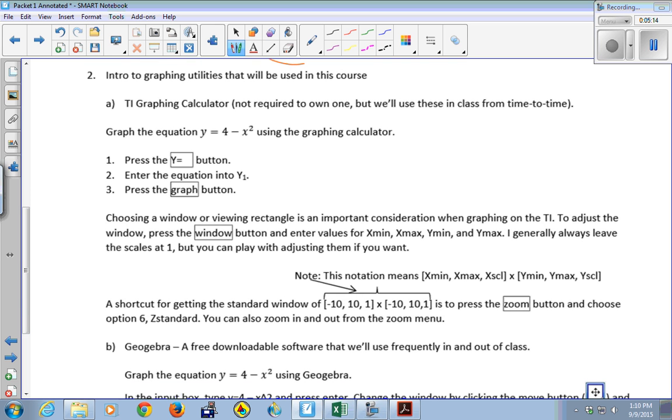Okay, so we're going to do a little intro to using graphing utilities that are going to be used in this course. I'll do a little bit with the graphing calculators. I handed out some so that you can follow along, and you'll use the graphing calculators in your class activities in a little bit. And then I'm going to do a little bit about Geogebra, which you'll use more of on Project 1. Okay, so for the graphing calculator, I want to graph the equation y equals 4 minus x squared using the calculator. You already all did it by hand, so pull up my calculator here.